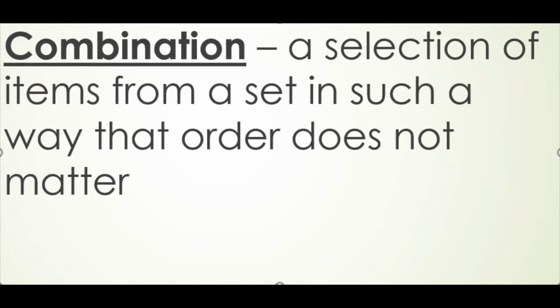So for example, if I want to know how many groups of 3 students I can select from a class of 30 students, that's going to be a combination because the order of the students doesn't matter. All that matters is that we're selecting 3 students. So if order doesn't matter, then it's a combination. If order does matter, then it's a permutation.